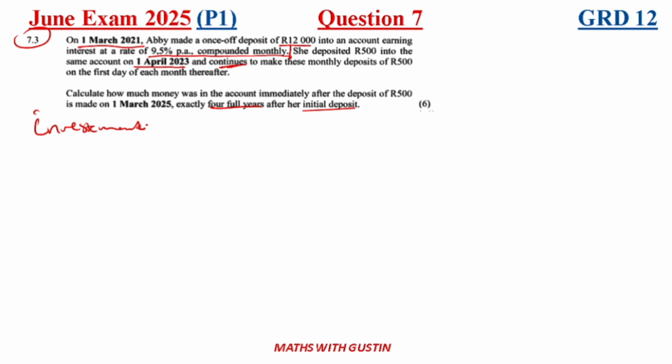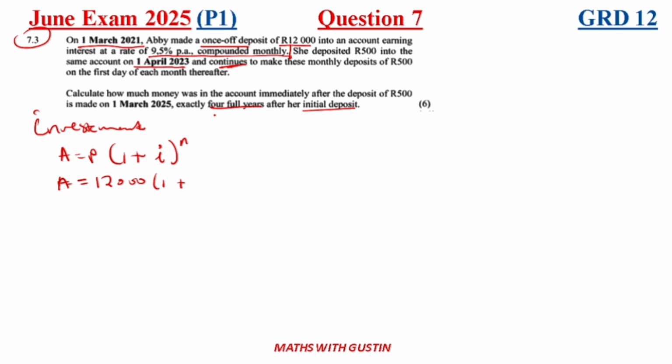If a person invests money compounded monthly with a once-off deposit, it means we are referring to this formula. Guys, please make sure that you do watch a video on my channel, a lesson on mathematics that is showing you the keywords that they use. Then you would know which formula to use. So this is a once-off deposit that Abby did at 12,000.